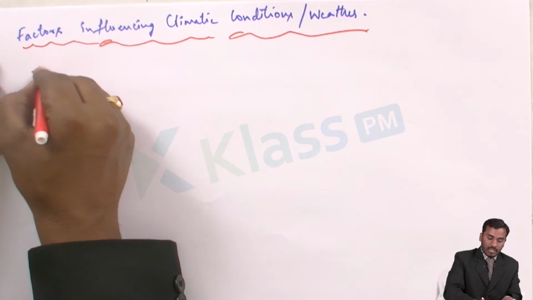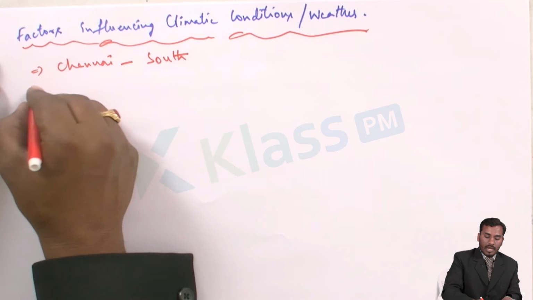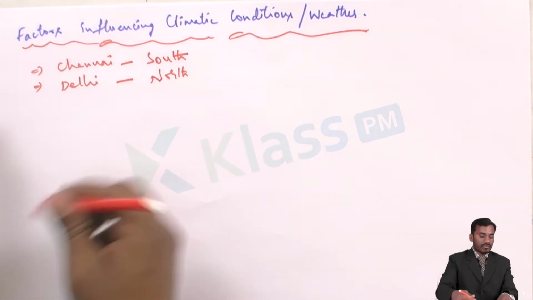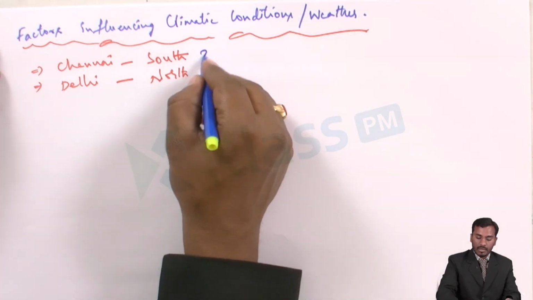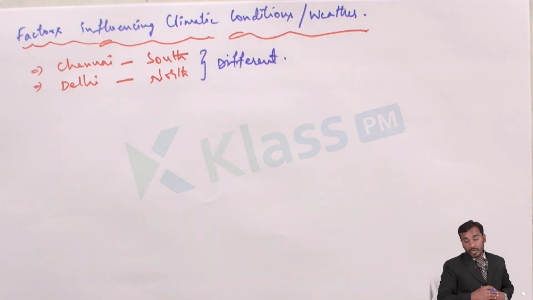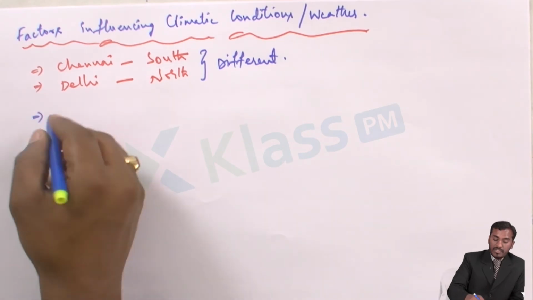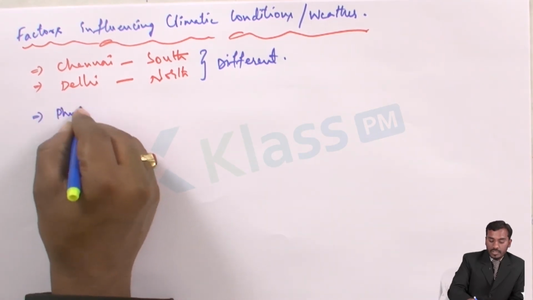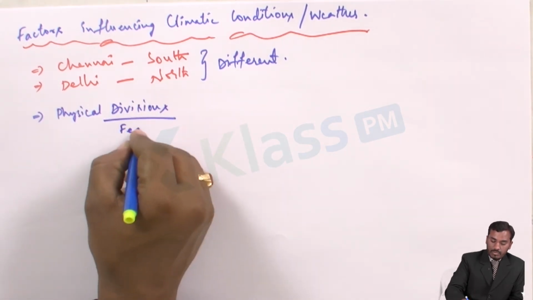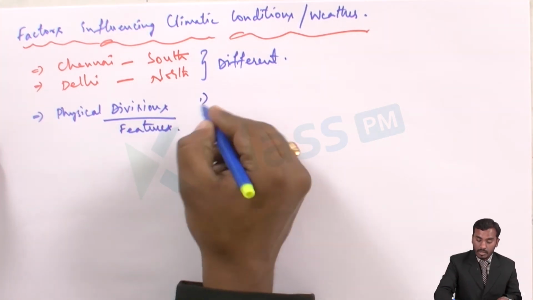As I said, the climate of Chennai, which is in the south, and the climate of Delhi, which is in the north, are completely different. They are different because it varies from place to place, as India has different types of physical divisions. This is also called physical features. Because of the physical features and physical divisions, what are they?